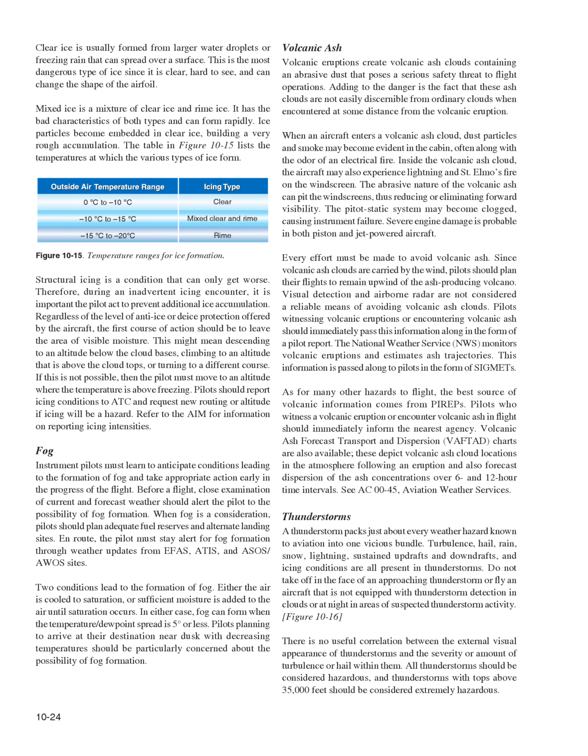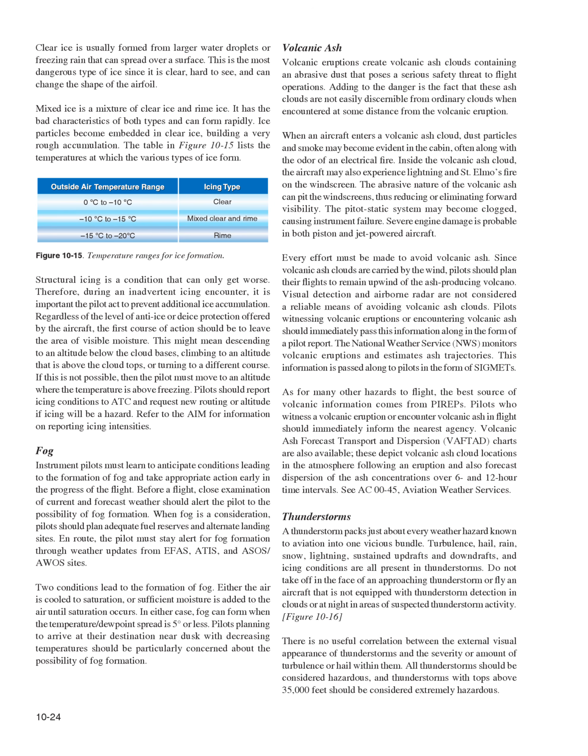Clear ice is usually formed from larger water droplets or freezing rain that can spread over a surface. This is the most dangerous type of ice since it is clear, hard to see, and can change the shape of the airfoil. Mixed ice is a mixture of clear ice and rime ice. It has the bad characteristics of both types and can form rapidly. Ice particles become embedded in clear ice, building a very rough accumulation.